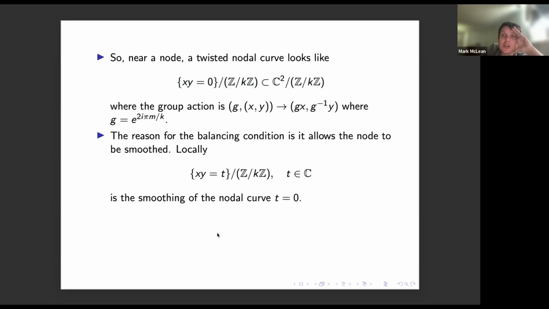So this is what it looks like near a node. It looks like x times y equals 0 modulo this group action, and this group action has this balanced condition here: g and g inverse act on x and y respectively. The reason why this is good is because if you multiply x by g and you multiply y by g inverse, then it doesn't affect x times y. What that means is it allows you to smooth the curve. So now you have x times y equals t, and that curve is allowed, and it's a smoothing of this balanced node. So that's what this balancing condition does. It allows you to smooth the node, and you can't really do it in a nice way if you don't have this balancing condition.